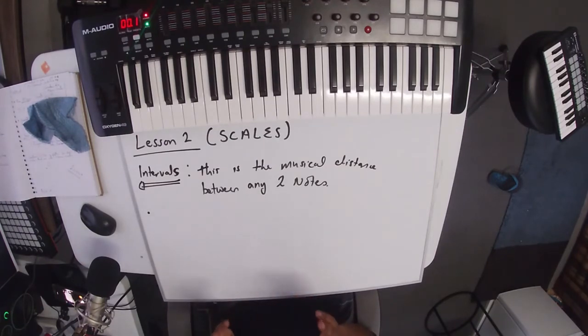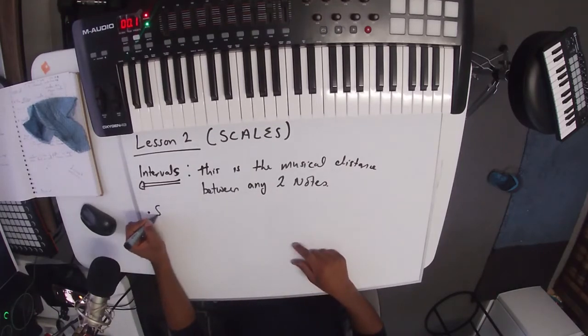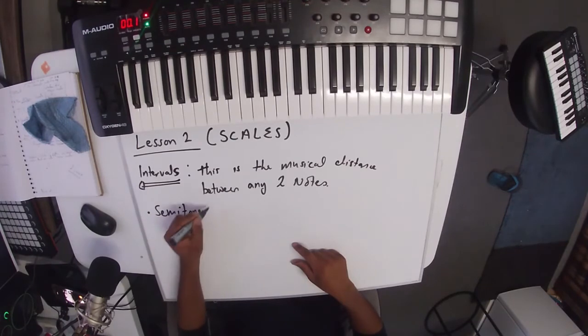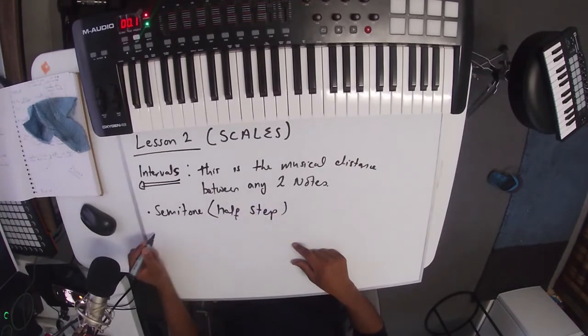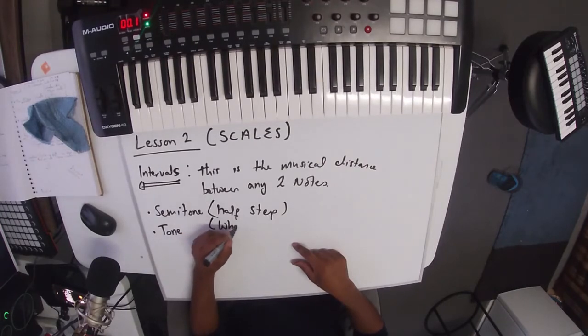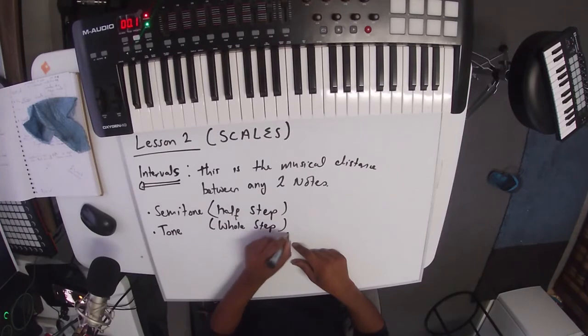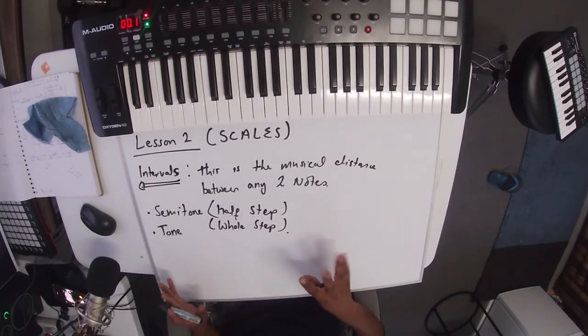It's actually a deep topic, to be honest, but this is not a lesson on intervals. There's another lesson on intervals in a different course. This is just to show you that intervals exist. Okay, so we're going to look at two intervals. The first one is called a semitone, which in brackets we can call a half step. The second one is called a tone, which can be called a whole step.